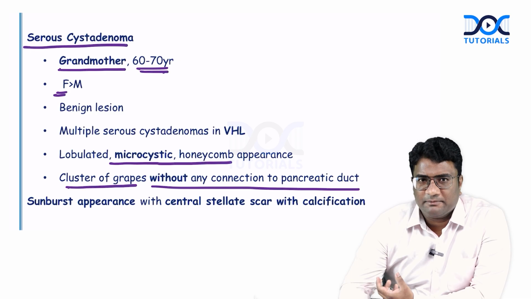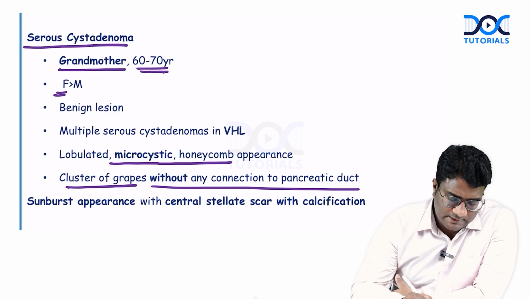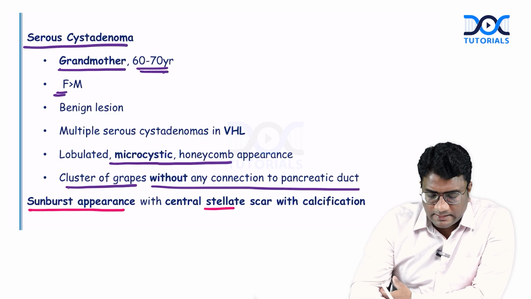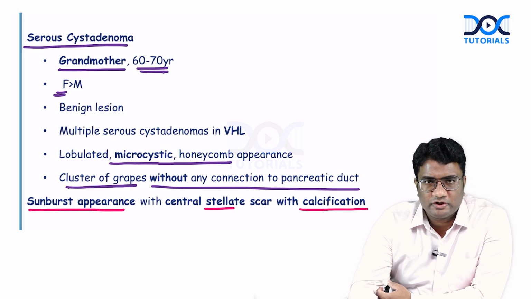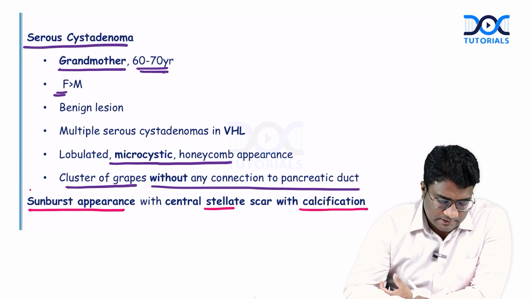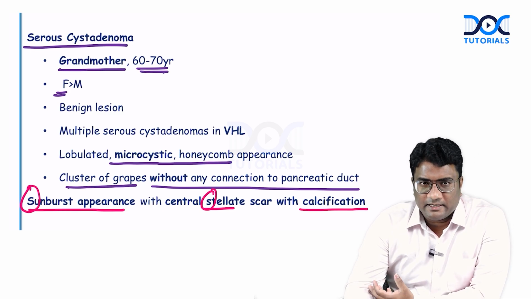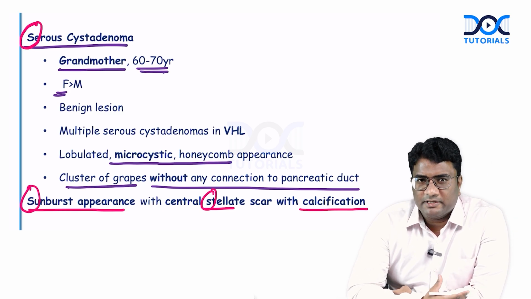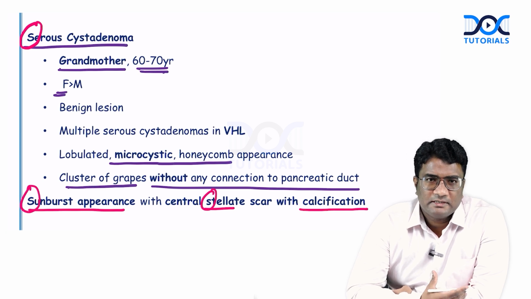And what is a classic imaging finding that you have? It gives a sunburst appearance or a stellate appearance, right, with a central scar having calcifications. So, sunburst appearance or stellate scar in the pancreas is suggestive of serous cystadenoma of pancreas. A sunburst appearance with a central stellate scar showing calcification, think of serous cystadenoma of pancreas.